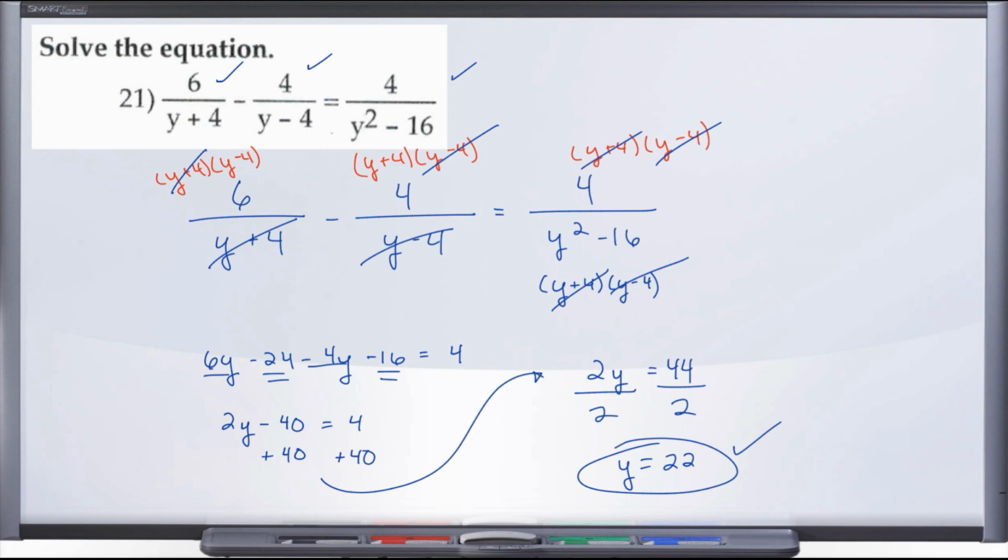So I'll go ahead and end here, and when we get there, I'll explain it again. All right, but in this case, number 21, y equals 22.